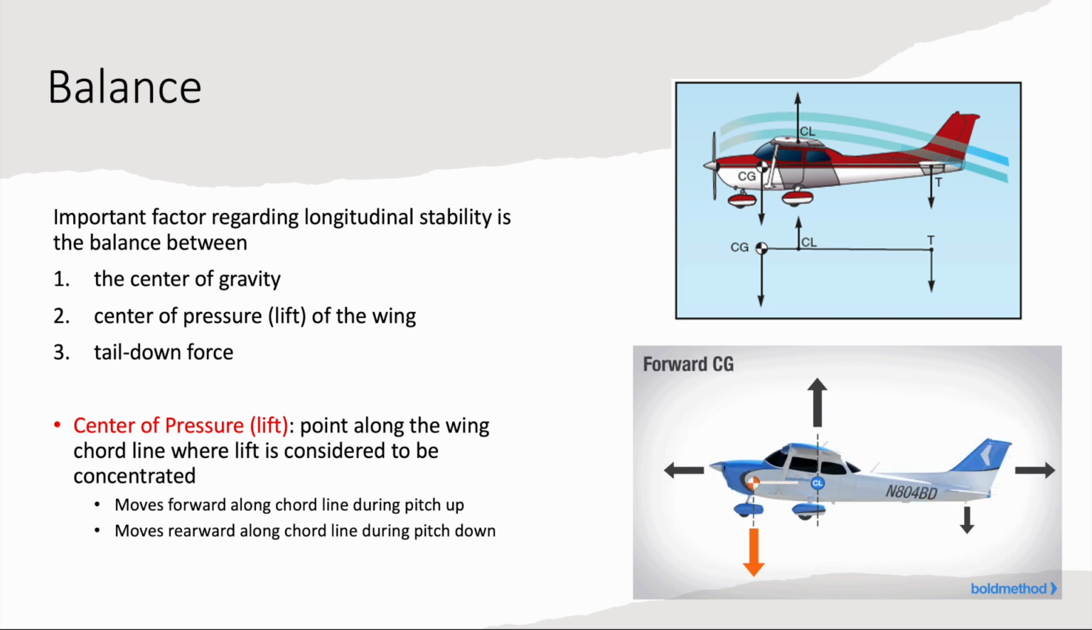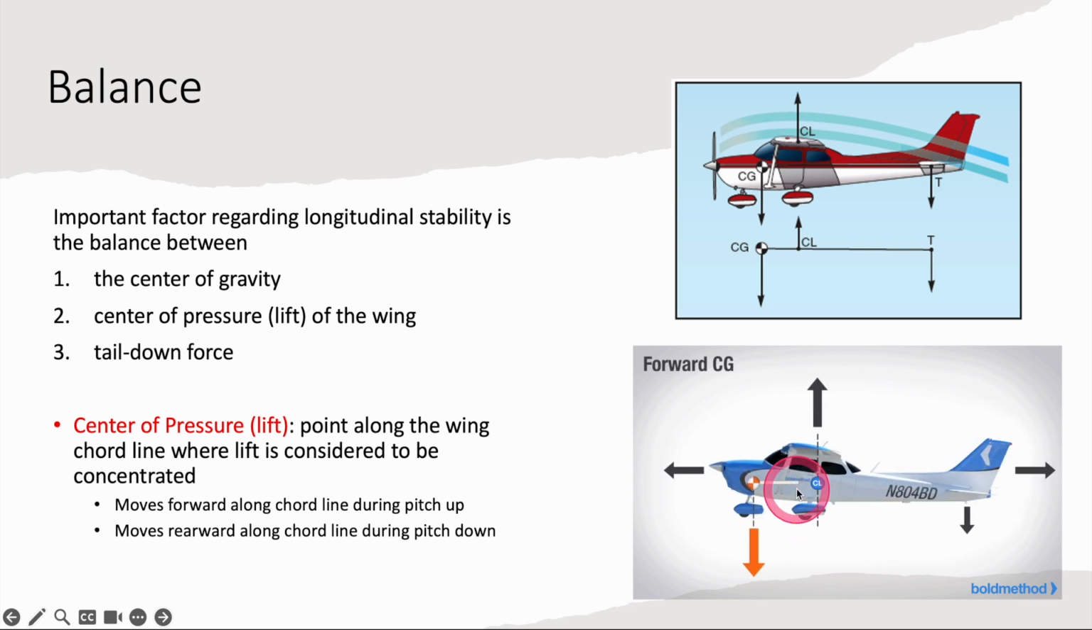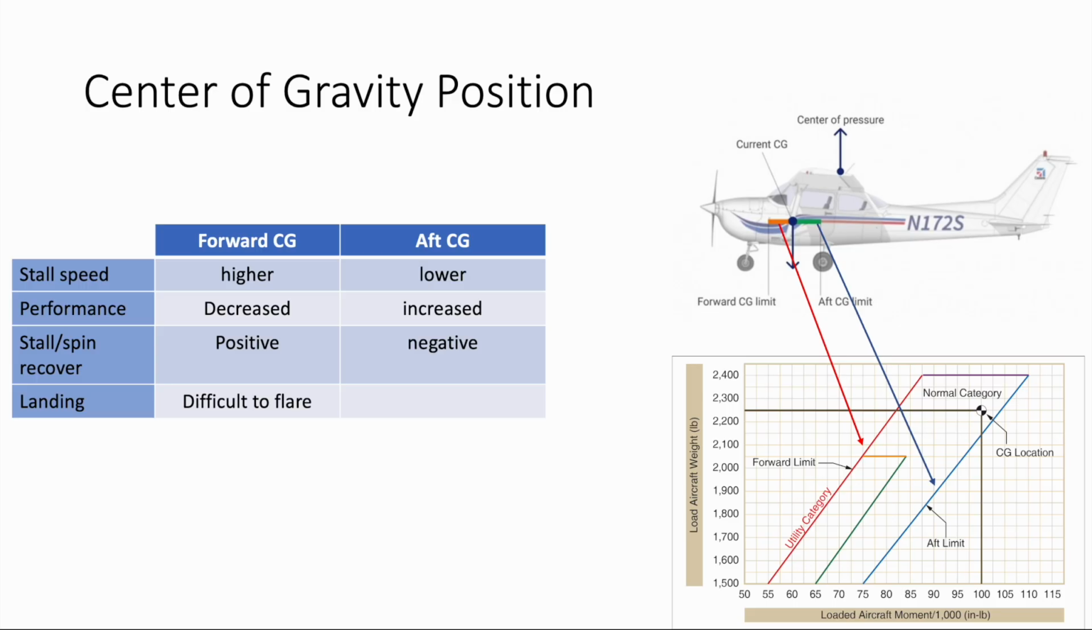Typically, commercial flights want to have a little more aft center of gravity because they're going to be more efficient. Lower angle of attack is going to be less drag. Less drag is going to be higher cruise speed, less fuel burn. Overall, saves money.